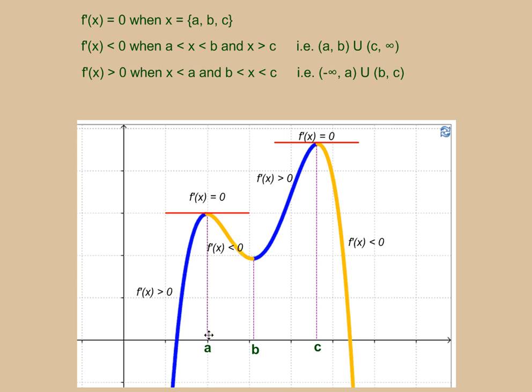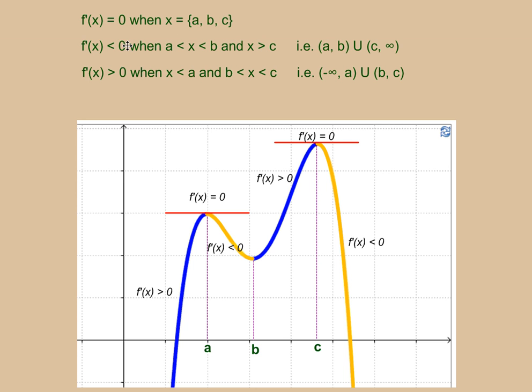So we can see then that the gradient is 0 at each of the points A, B, and C. There, I forgot the blue line, the red line there, not to worry. So we have 0 gradient at points A, B, and C. Now, the gradient's negative between A and B here. So I've written it as x is between A and B. Notice I've simply got the inequalities, not equals, because when x equals A, B, and C, it's 0.